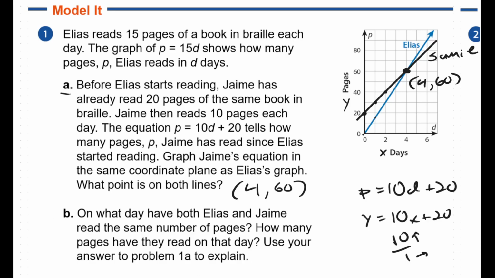Letter B. On what day have both Elias and Jamie read the same number of pages, and how many pages have they read that day? Well, if my x is days, that means 4 days, and my y value is 60, that means 60 pages. That means on day 4, they will have both read 60.